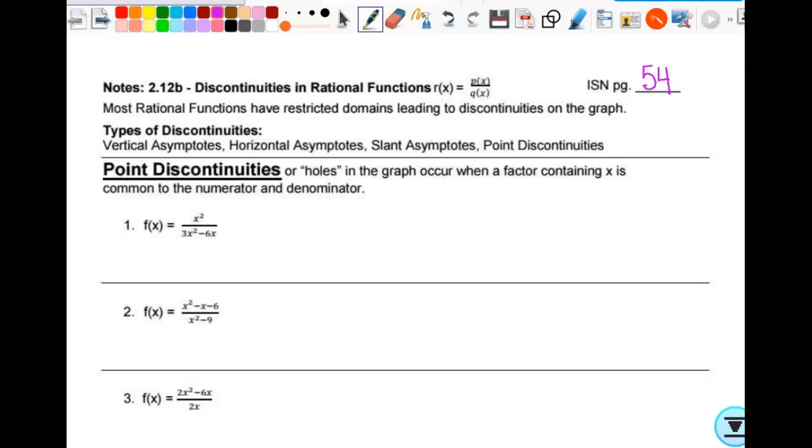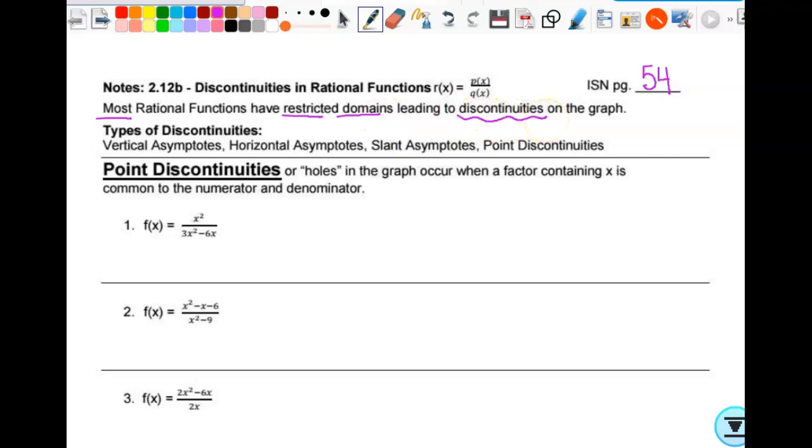So one of the things that we're going to talk about today are the discontinuities that we are going to face in rational functions. So if you remember with polynomials, they're continuous. From negative infinity to infinity, they're continuous. You never have to pick up your pencil. But with rationals, it says here, most rational functions, which implies not all, right? Most rational functions have restricted domains leading to discontinuities.